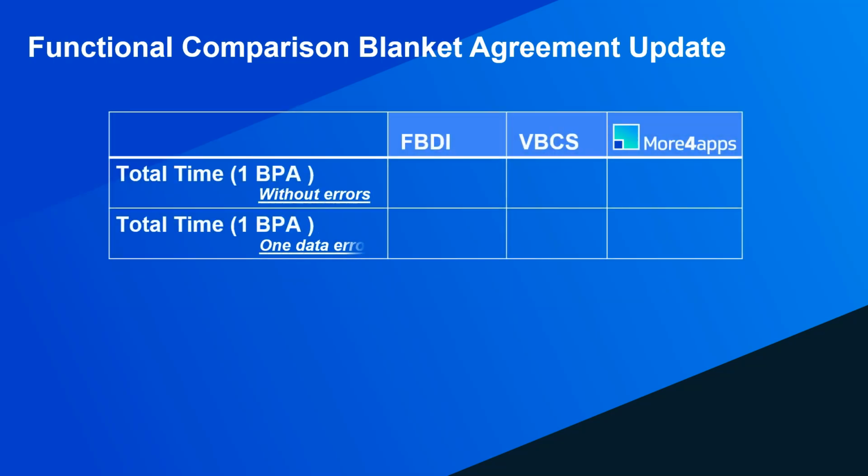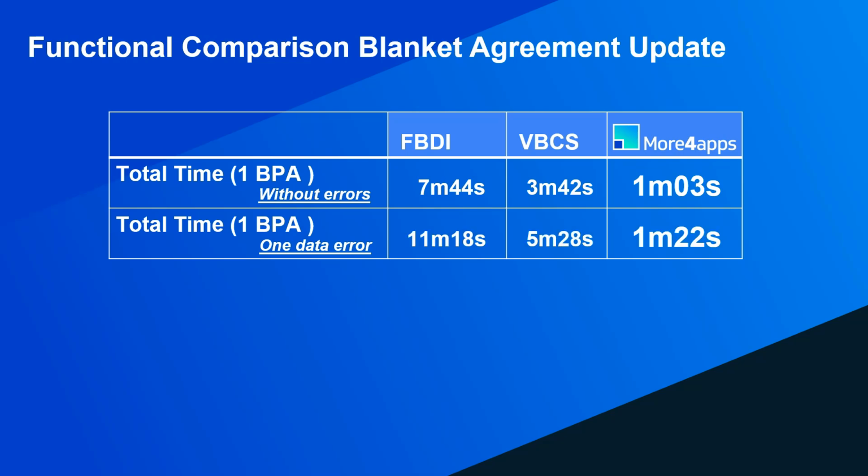When it comes to execution times, FBDI 7 minutes 44 seconds, VBCS 3 minutes and 42 seconds, More4apps 1 minute and 3 seconds. If an error occurs, FBDI and VBCS drag out even longer. More4apps stays efficient. Clear to see why end users prefer More4apps for their BPA management.